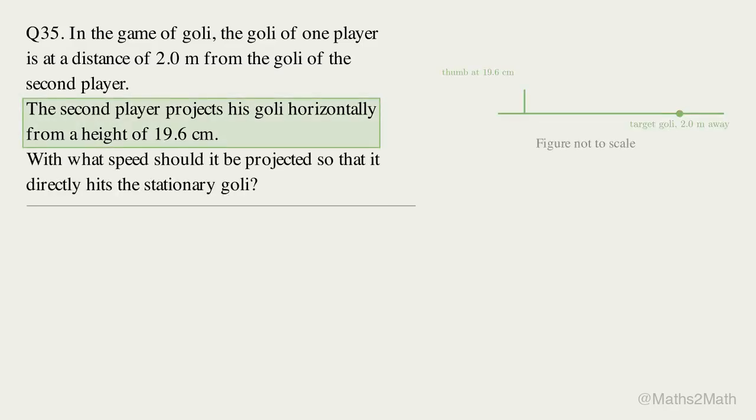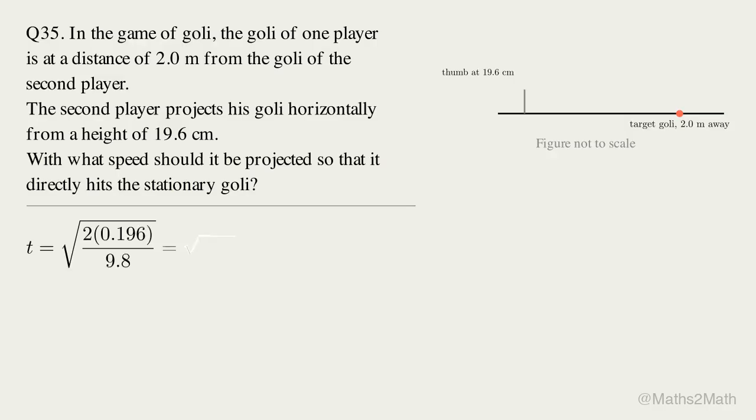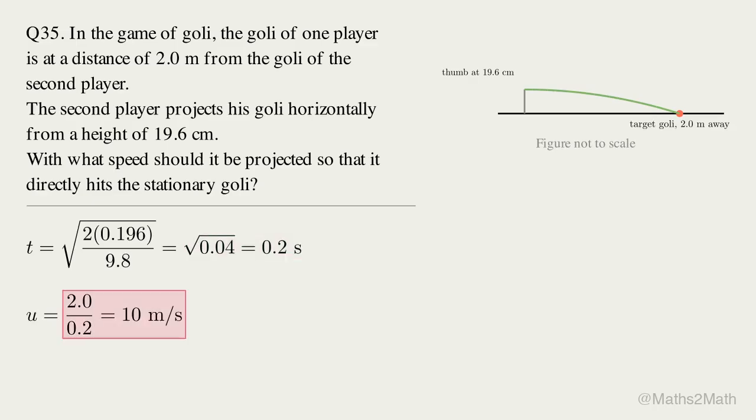Question 35. A ball is projected horizontally from 19.6 centimeters height at a target 2 meters away on the ground. What speed makes it a direct hit? What does this mean? The drop time comes from the 0.196 meter fall. The speed must carry it 2 meters in that time, falling 0.196 meters. T is root of 2 times 0.196 over 9.8, which is root of 0.04. Exactly 0.2 seconds. To cover 2 meters in 0.2 seconds, the launch speed must be 10 meters per second.